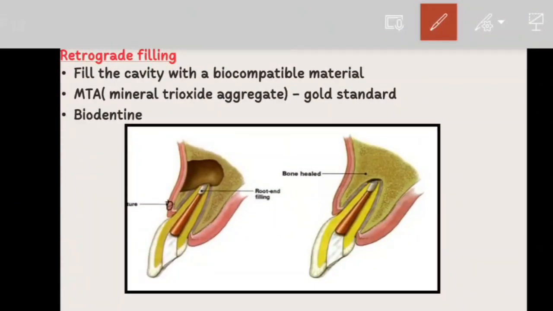Now the retrograde filling. We fill the cavity with a biocompatible material. The gold standard is MTA, that is mineral trioxide aggregate, and the other one is Biodentine. The left image shows the root and filling material, up to 3 mm, and the right image shows the bone healing after the procedure. Here the bone is healing. This shows the success of the surgery.